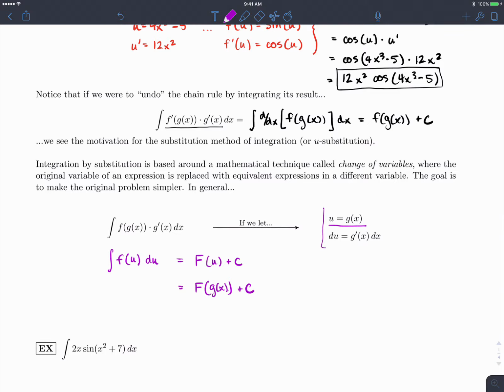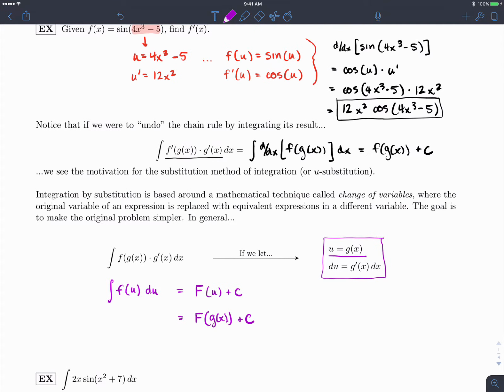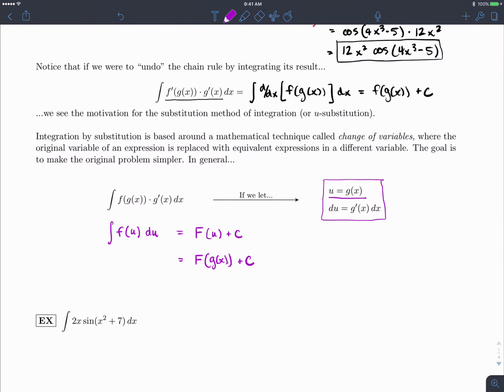So we see that this step right here, picking a u and getting a du, is going to be the crucial step in integrating this. I realize this might seem a little bit out of left field, some of this notation, but I think as we do a few examples, it'll become a little more clear how we go through this.